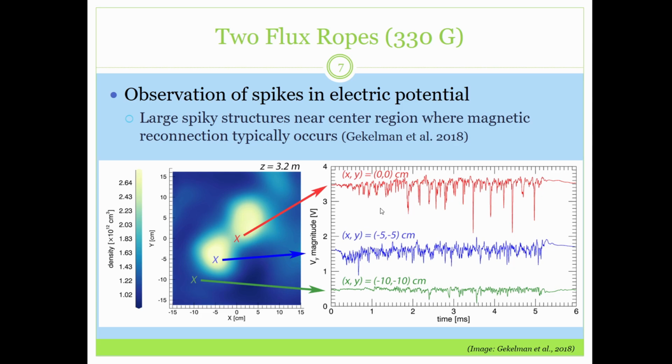As you can see from the signals, spiky structures appear at the center region between the two ropes, supposedly where magnetic reconnection occurs. When you place the probe inside the rope, the signal isn't as strong, and when you place the probe outside the rope, the signal kind of disappears. There are hardly any spikes.